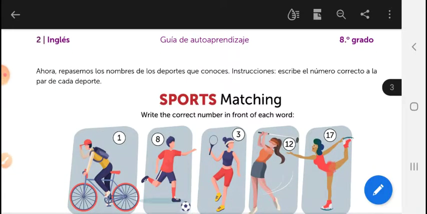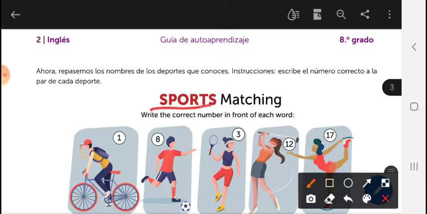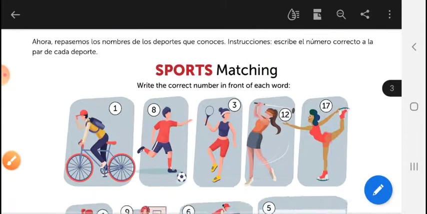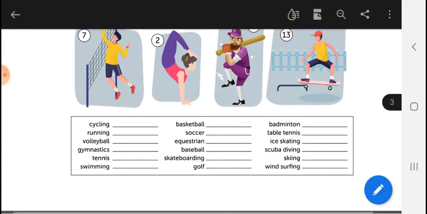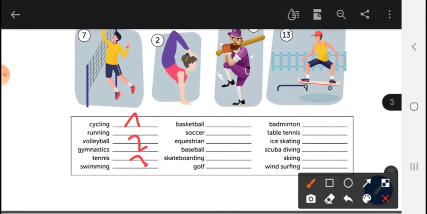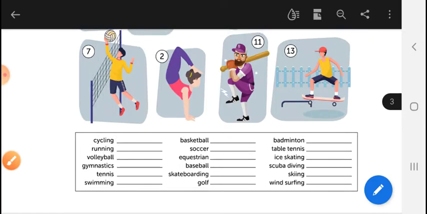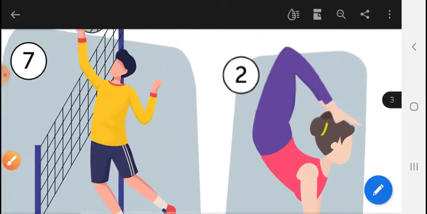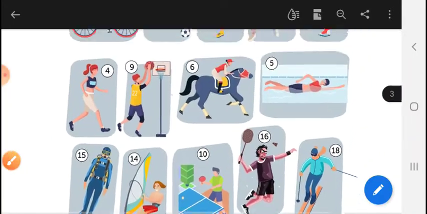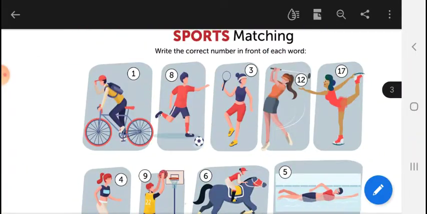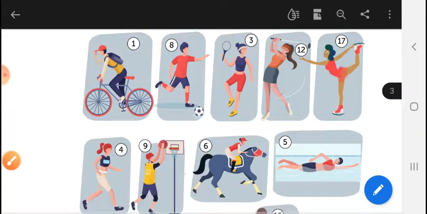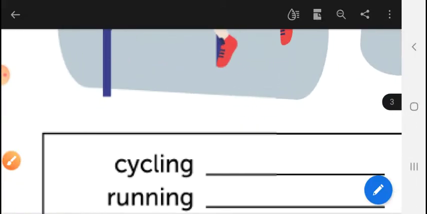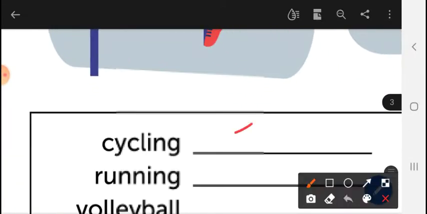Ahora repasemos los nombres de los deportes que conoces. ¿Sí? Sports. Escribe el número correcto a la par de cada deporte. Okay? So you see, the first one is cycling. Let's look for cycling. Hey, number 1 is cycling. So you go here and write, escribes, number 1, cycling.